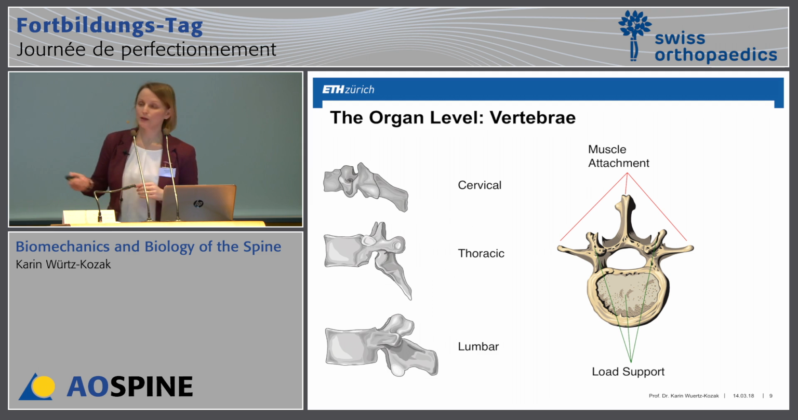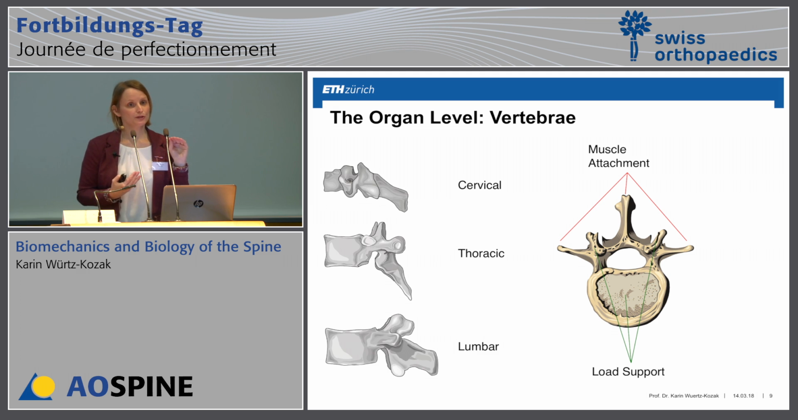And on the other hand, you have the processes here, and they stick out quite a lot. They don't carry so much load, but they have the muscle attachment and the ligament attachments, so they are very important for stabilizing, but also for mobilizing the spine. They do stick out so much because that creates a larger arm, mechanically speaking, so the ligaments and the muscles can actually act more efficiently in that way.